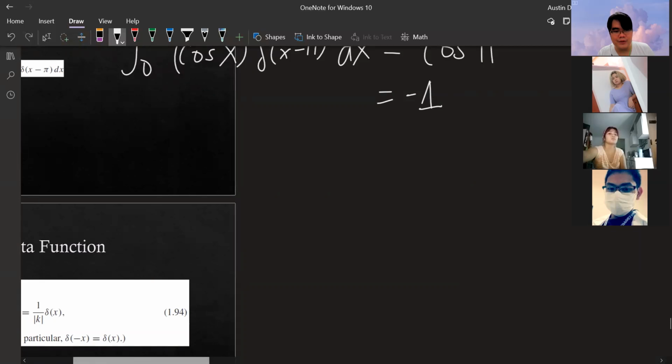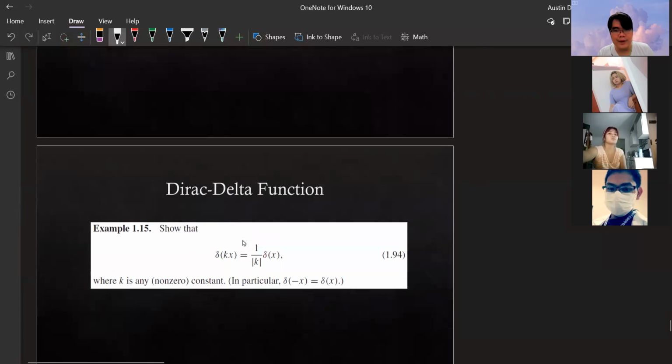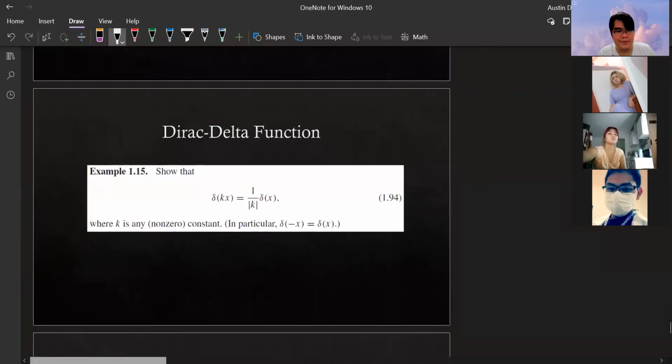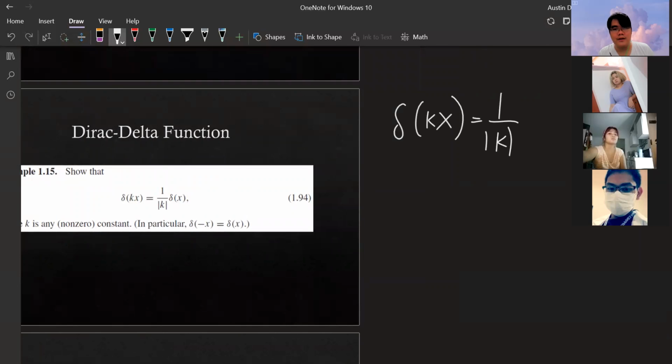Now, let's do another example. So, we have this. Show that yung Dirac delta mo, pag yung argument niya, kx, is just 1 over the absolute value of k times delta of x.